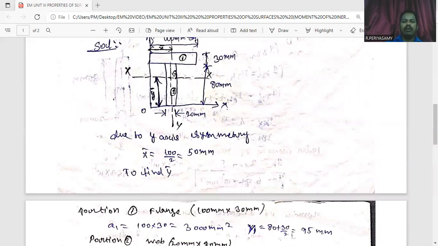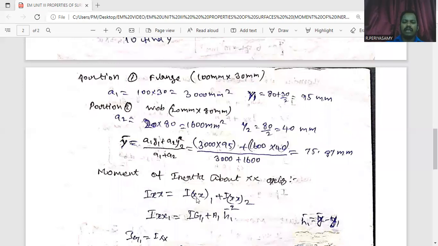This is component one, this is component two. The first component's moment of inertia about the x-axis is denoted as Ixx1, and the second component's moment of inertia about the x-axis is denoted as Ixx2. So first we have to find Ixx1, the first component's moment of inertia about the x-axis. The formula is Ixx1 equal to Ig1 plus area of the component into h1 bar square.